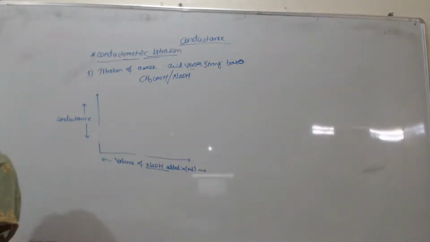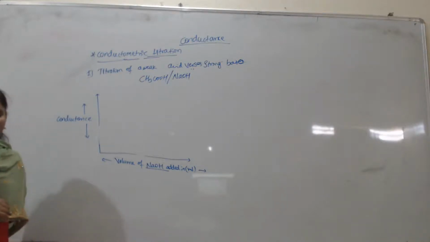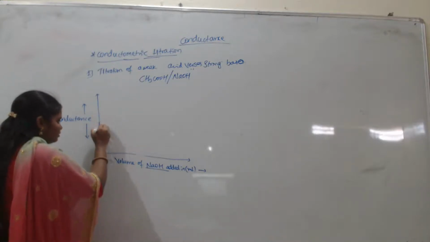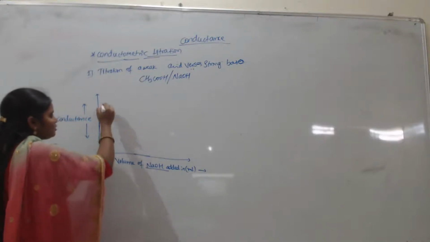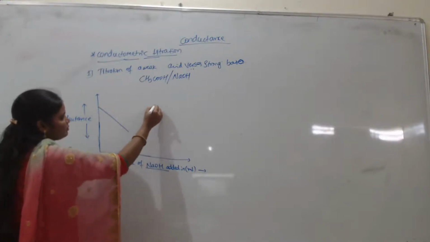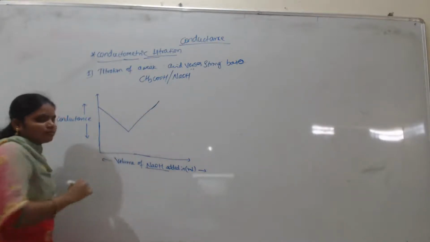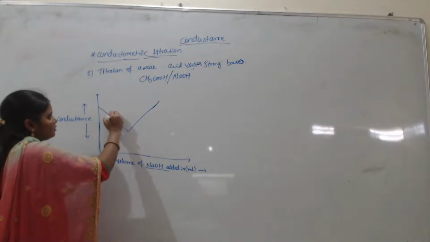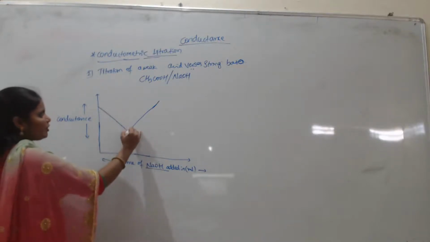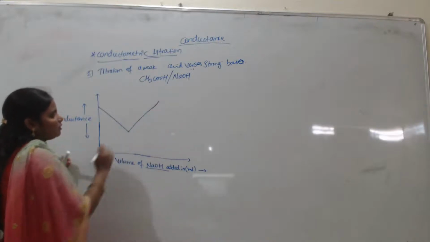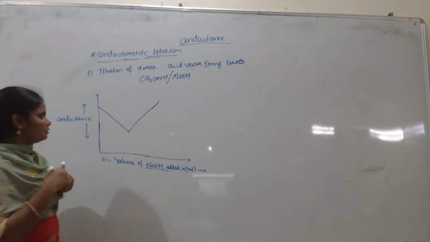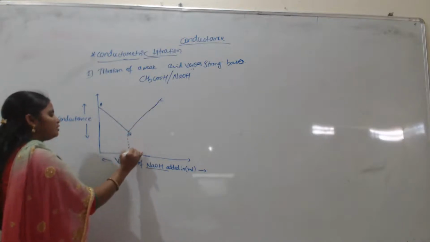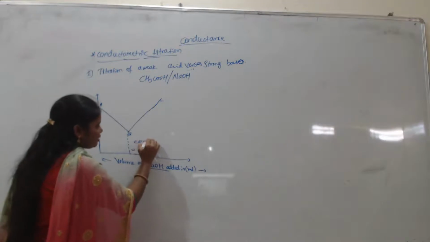Here, for a weak acid versus a strong base, the graph is of this type. These are the points. This is an equivalence point, with points A, B, and C. This is B, and this is the equivalence point.